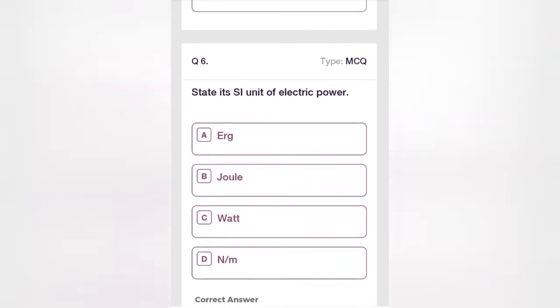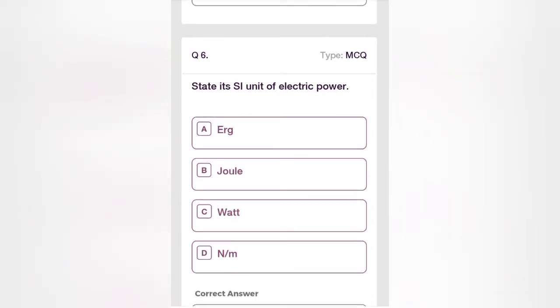Sixth question, state the SI unit of electric power. See, the SI unit of electric power is watt. Option C is the correct answer.